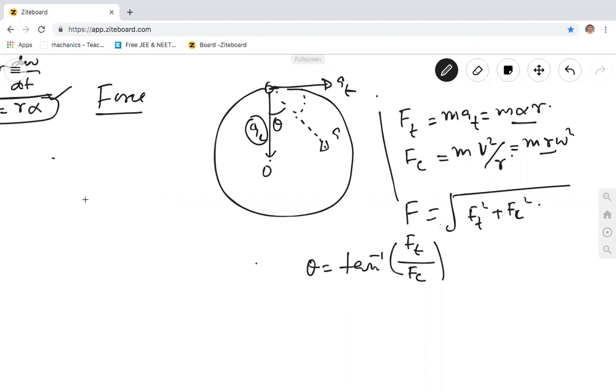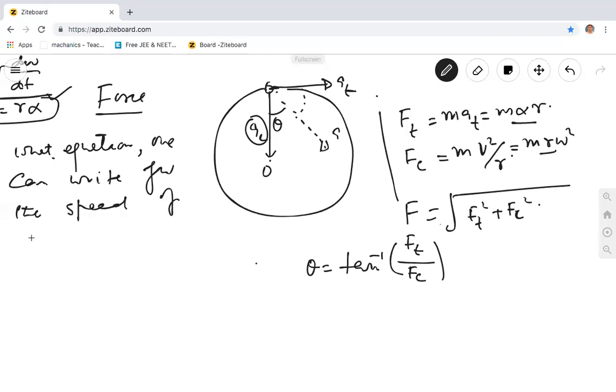Okay. Now let me ask you a question. Can anybody tell me what equation one can write for the speed of the particle? I'll be very happy if you give me the answer. Can anybody tell me that? What equation can you write for the speed of the particle? Yes. So I will tell you that.